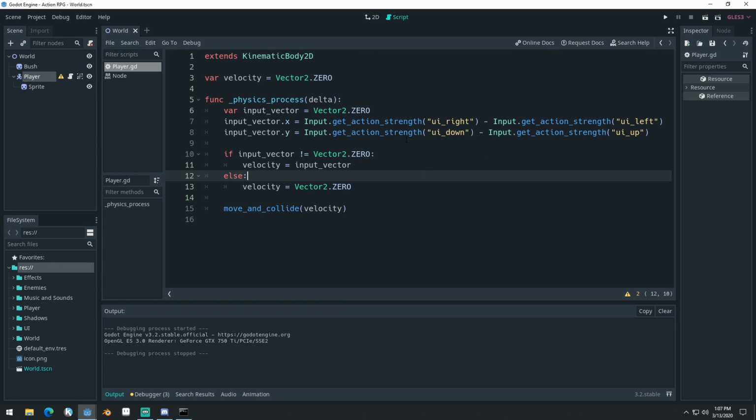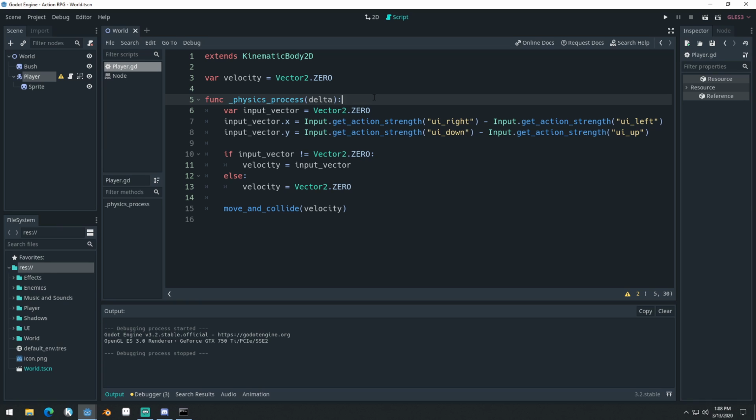Come into your player script right here, and the very first thing we're going to want to do, and some of you noticed this in the previous video, is that we haven't applied delta. Delta is a variable that contains the time that the last frame took to process. The physics process will run about every 1/60th of a second, so delta is pretty much equal to 1 divided by 60.